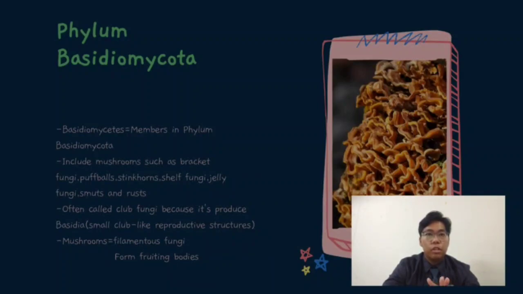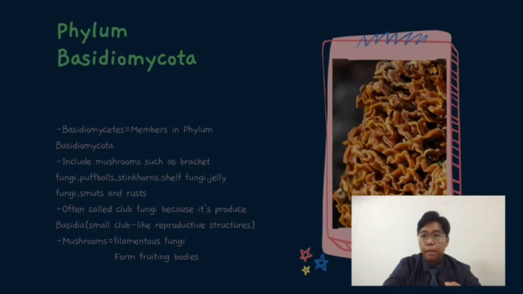Basidiomycota is one of two large divisions that, together with Ascomycota, constitute the subkingdom Dikarya within the kingdom fungi. The members of the phylum Basidiomycota are called basidiomycetes. This includes mushrooms such as bracket fungi, puffballs, stinkhorns, shelf fungi, jelly fungi, smuts, and rusts. Phylum Basidiomycota is also often called club fungi because it produces basidia, which are small club-like reproductive structures.